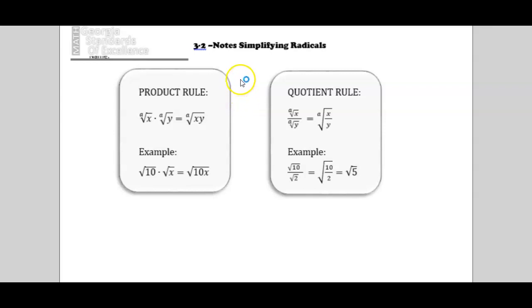Hey, what's going on? Right here we're looking at the 3.2 notes and simplifying radicals. You just finished your warm-up, so now I'm going to guide you through the instruction. The product rule right here.